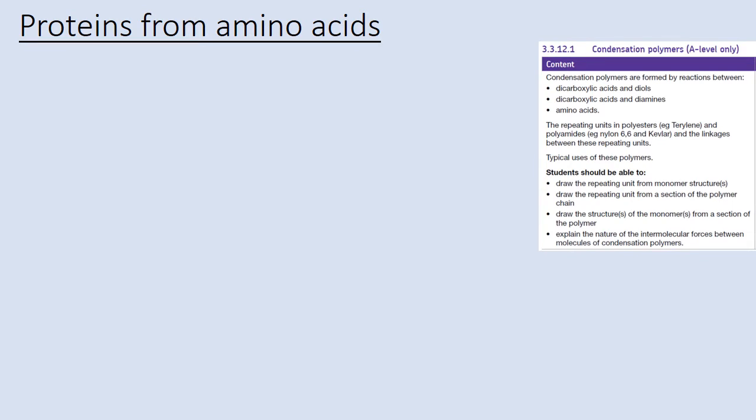And finally, I don't want to do an awful lot here, but we do a full topic on amino acids. An amino acid is a molecule that has a carboxylic acid group and an amine group.